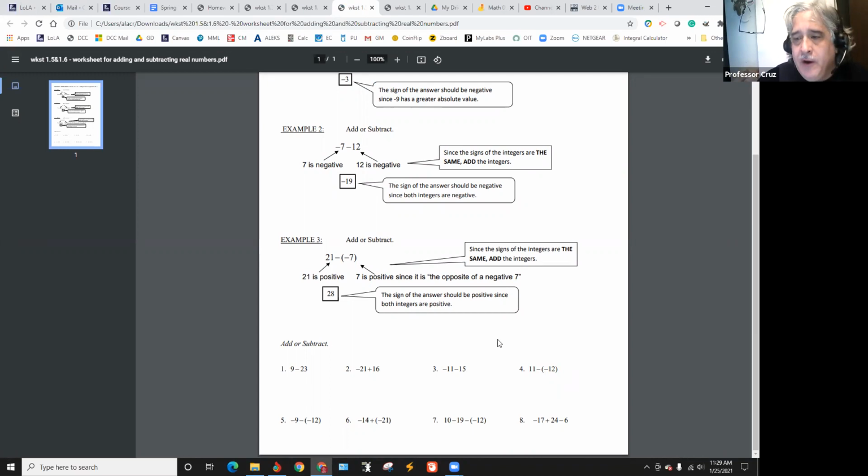And then this right here, example 3, that's what I was showing you with that little thermometer. I was trying to show you why that happens. When you subtract across the 0 axis, then you end up adding because you're going in the opposite direction.